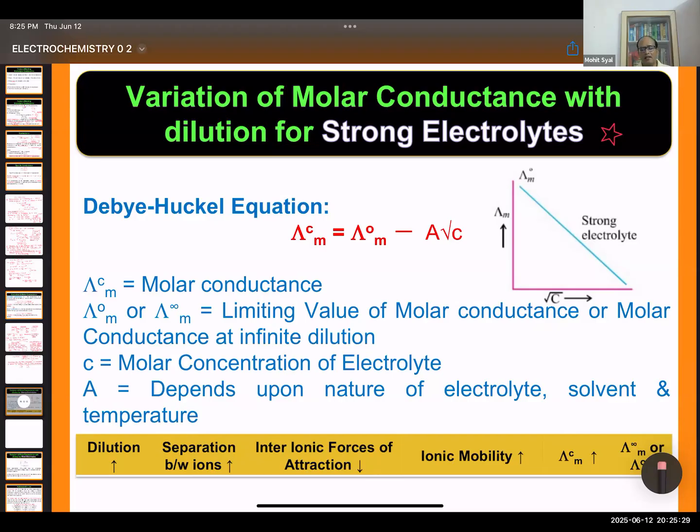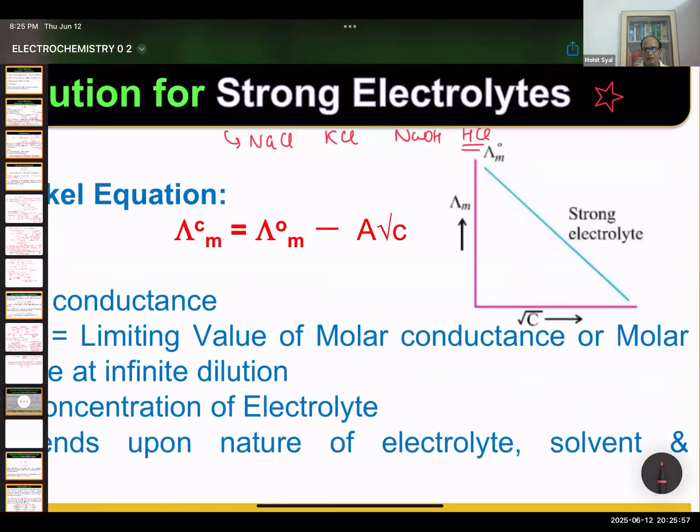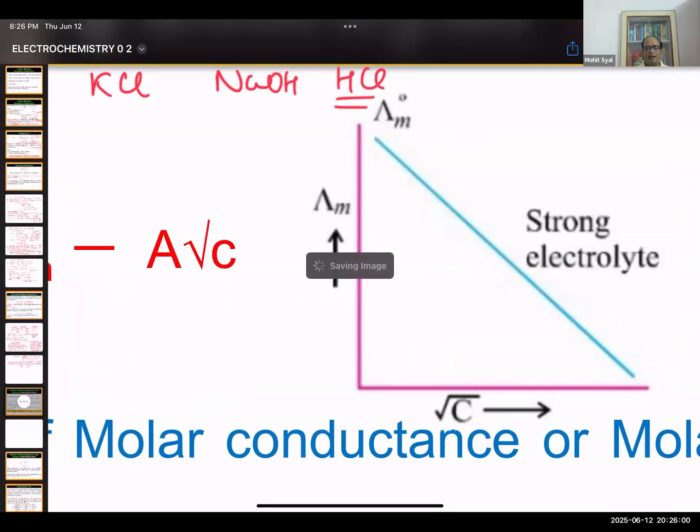Strong electrolytes like NaCl, KCl, NaOH, HCl are already completely dissociated. They are already present in the form of ions. So for these strong electrolytes, the molar conductance increases with dilution. This is the molar conductance, the conductance of 1 mole of electrolyte. It is increasing with dilution. Dilution is increasing, the concentration is decreasing.